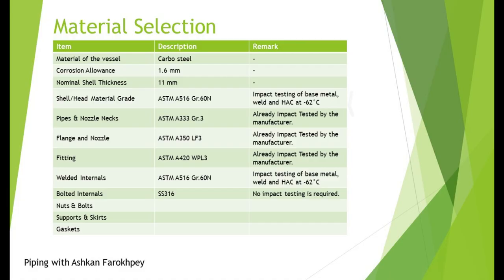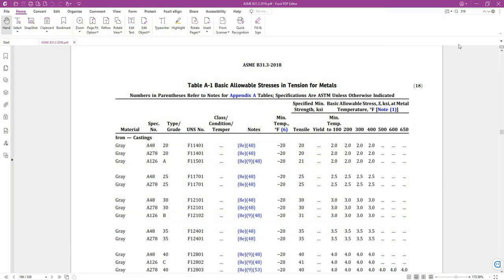Most of SS316 grade materials have minimum design temperature far colder than our process minimum design temperature. So it seems that no concern would exist for impact testing of 316 materials. To be sure, let's check it on table A1 of ASME B31.3.